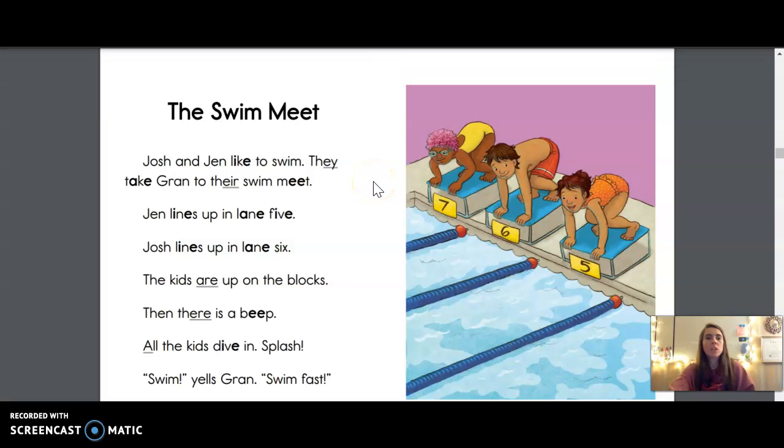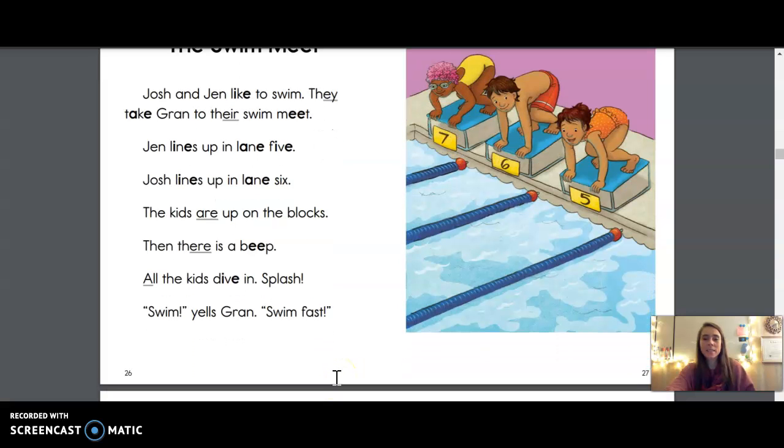Follow along. Josh and Jen like to swim. They take Gran to their swim meet. Jen lines up in lane 5. Josh lines up in lane 6. The kids are up on the blocks. Then there is a beep. All of the kids dive in. Splash! Swim! Yells Gran. Swim fast!